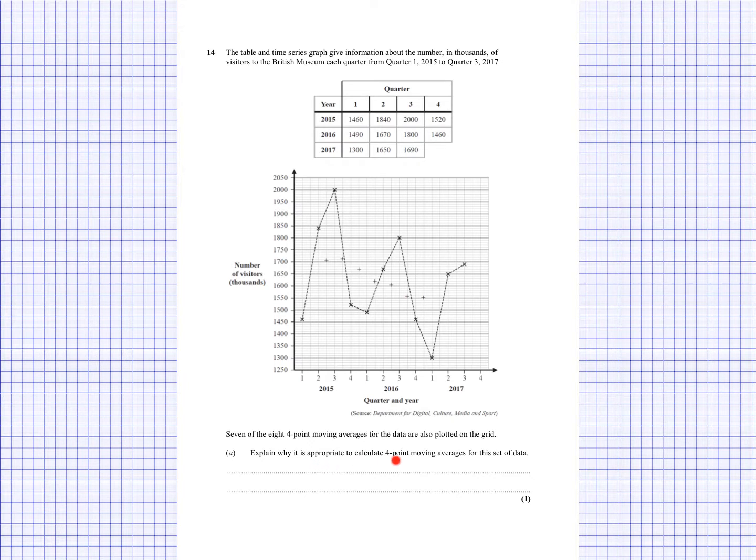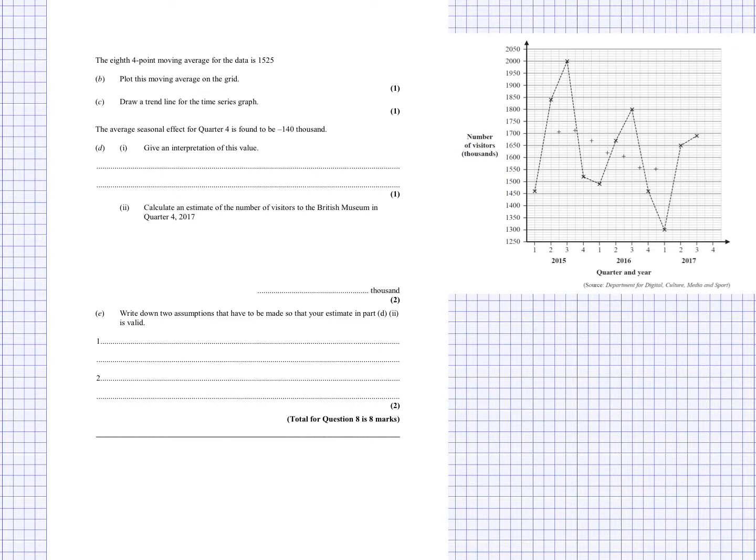Explain why it is appropriate to calculate 4-point moving averages for this set of data. Now, it's appropriate to calculate 4-point moving averages because the year has been split into quarters. Okay, so that's just me giving you the answer there. Let's move on.